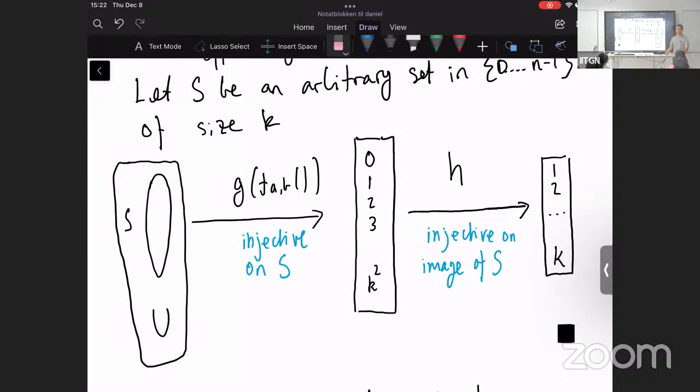Now there exists some A, B such that G of F A B is injective on S, so S gets mapped to some set of size k in the k squared size universe by A, B. And now when I apply the H that colors the red set with different colors, then of course my original S is going to get different colors as well, right? The S on the left gets mapped to the S in the middle, which gets mapped to 1 through k by H. So for that choice of A, B, and H, S gets multicolored.